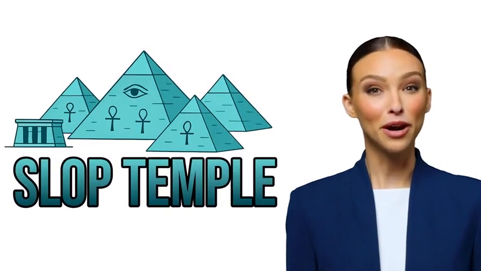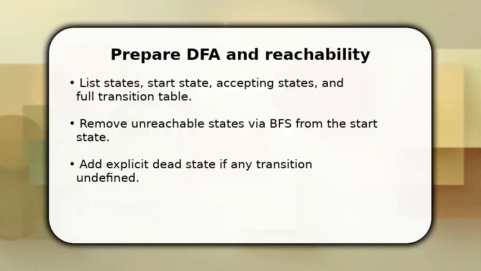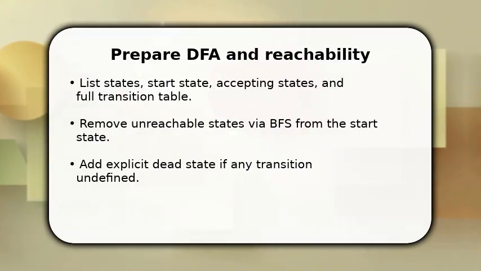We pray this video helps. You begin by exposing the DFA structure and eliminating distractions. List every state, the start, acceptors, and every labeled transition. Once done, run a breadth-first search from the start to remove unreachable states. This guarantees you work only with what affects the language.